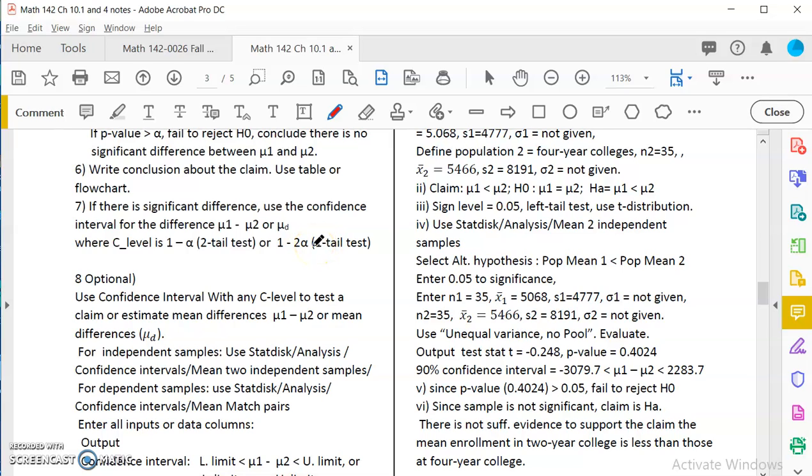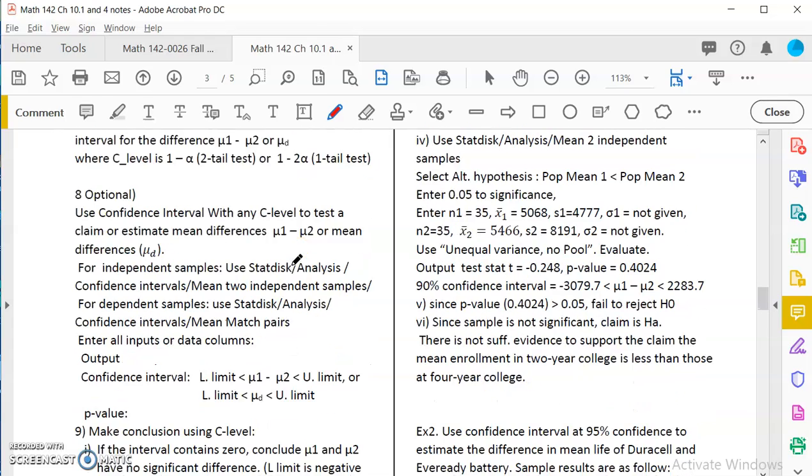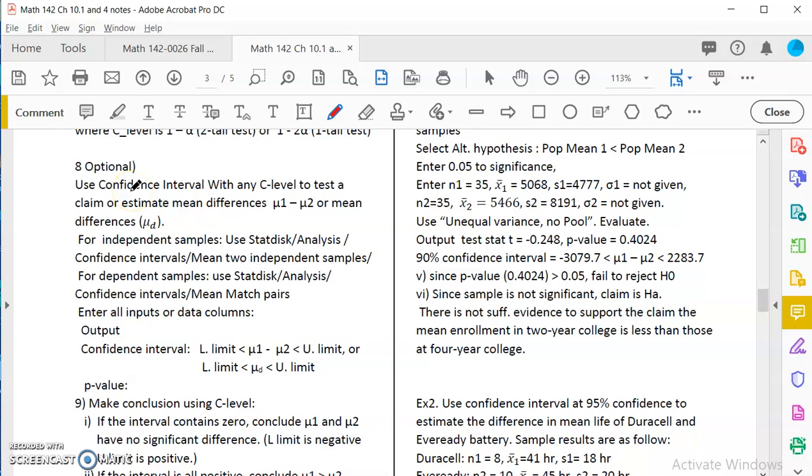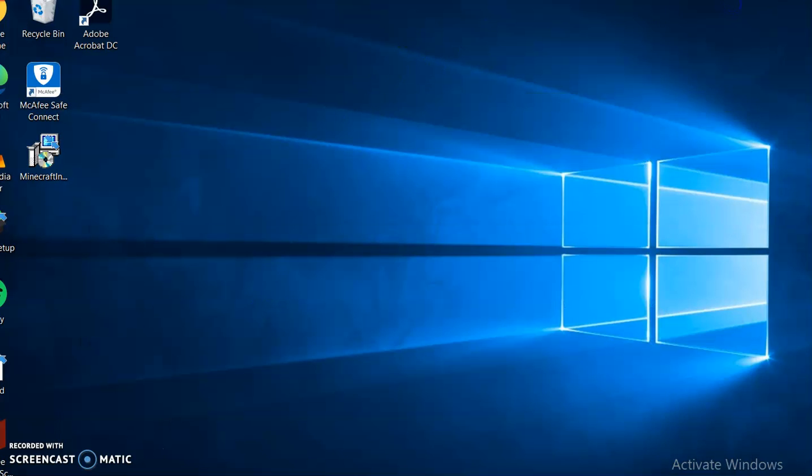When you run StatDisk, other than the p-value, they also produce a confidence interval according to the significance level. How they come up with the confidence interval is, if you are doing a two-tailed test, then the C level is 1 minus alpha. Otherwise, it's 1 minus 2 alpha. You can also use a confidence interval with any other C level. You don't have to use the one produced by StatDisk after the hypothesis test to make a conclusion.